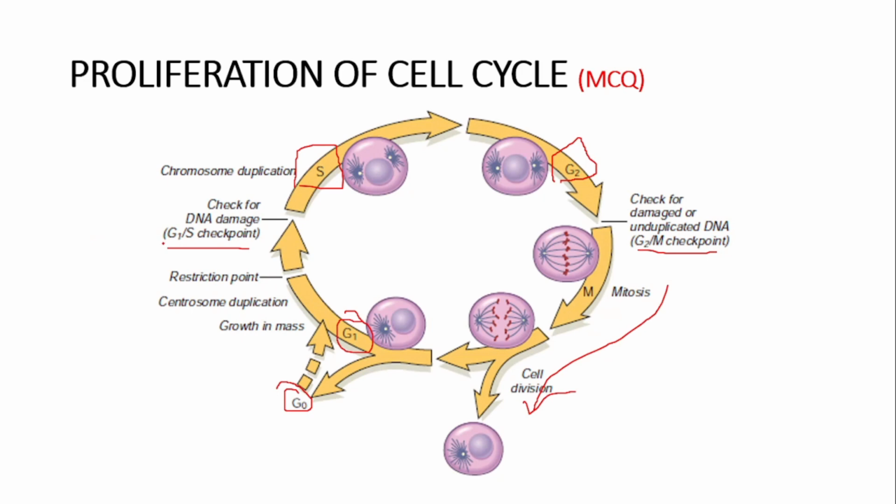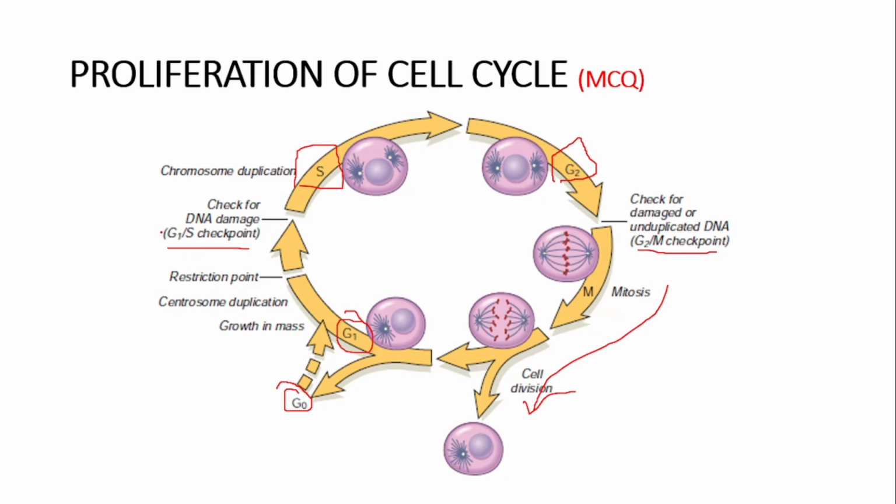And obviously, after this DNA damage is repaired, cell cycle progression will take place. But if the genetic damage was too severe to be repaired, then the cell undergoes senescence or apoptosis.